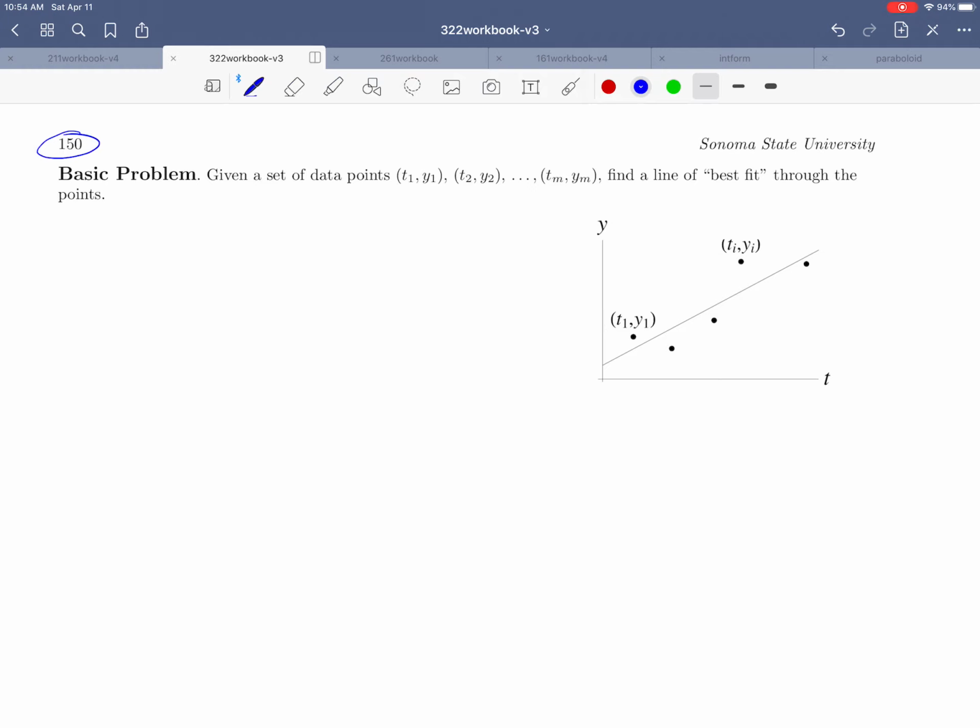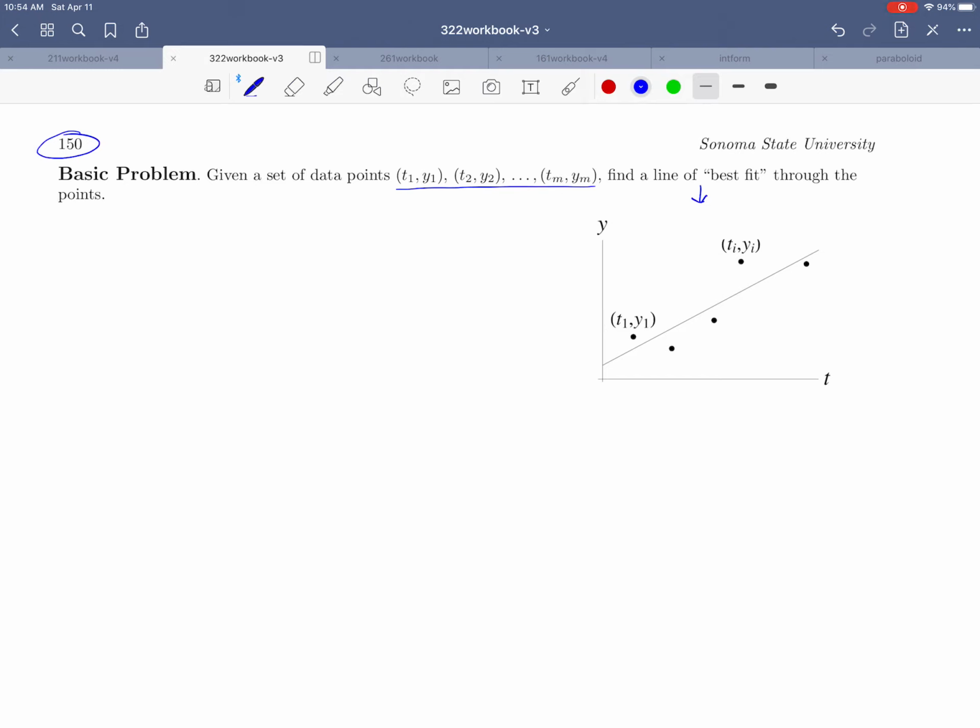And on this page we are going to look at the least squares problem, the problem of taking a set of data points and trying to find the best fit line through those data points. Specifically, let's suppose that we have m points. We want to find the line that best fits those points. So in terms of a picture, we're looking at this situation.